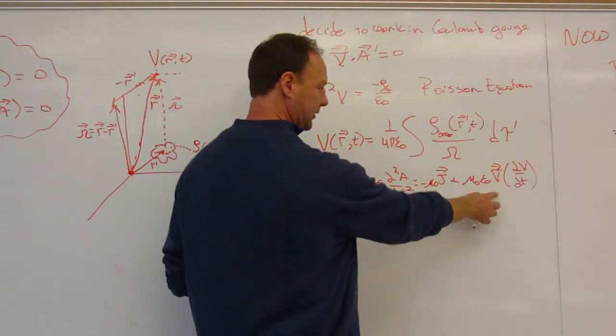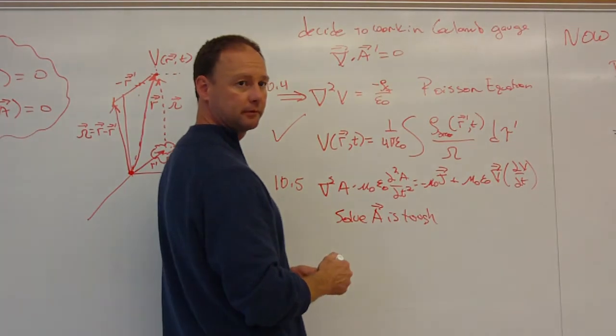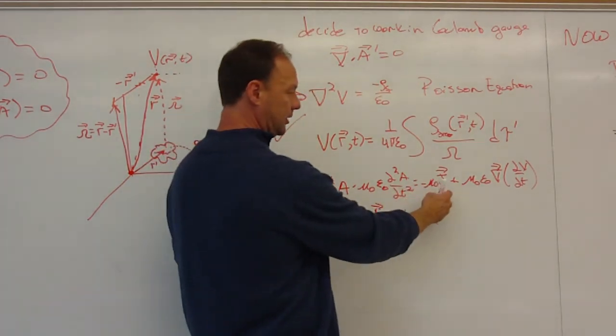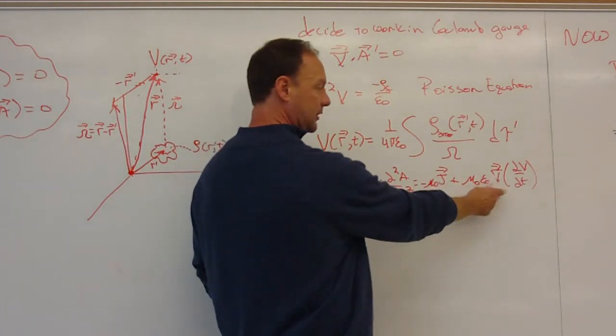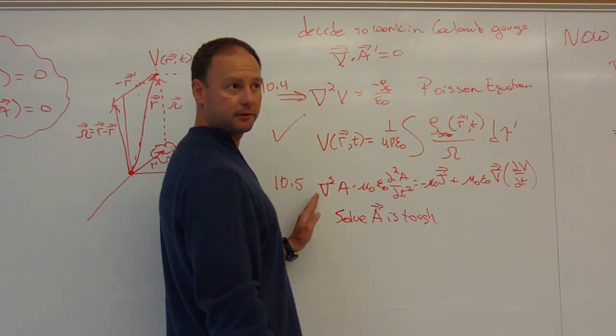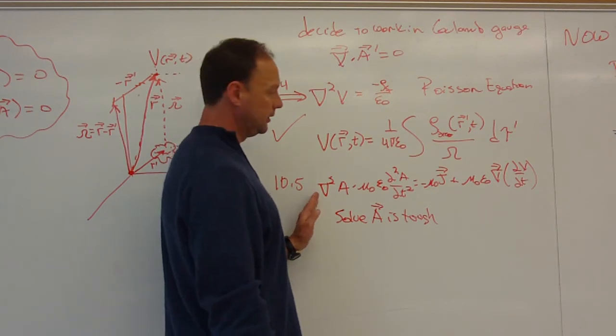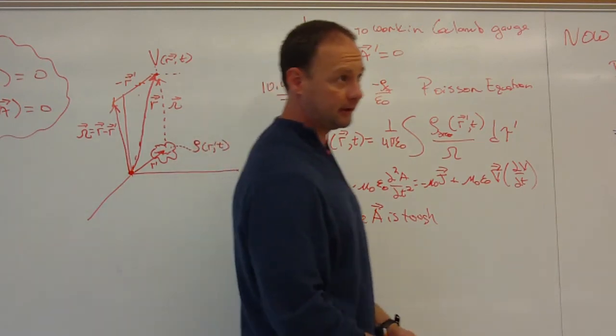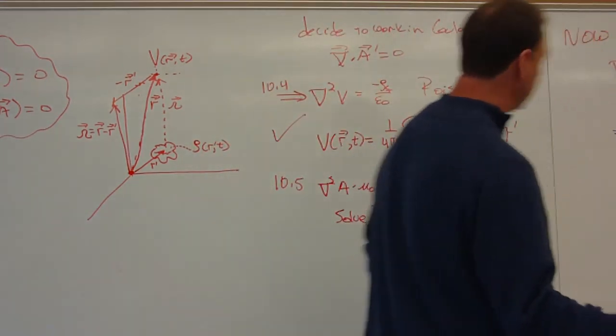It looks like a wave equation. It still looks like an inhomogeneous wave equation, but it's a worse one because you have that extra term. You have to solve for V, then take the time derivative of V, and then the gradient of that, in order to solve for A. So that's the Coulomb gauge.